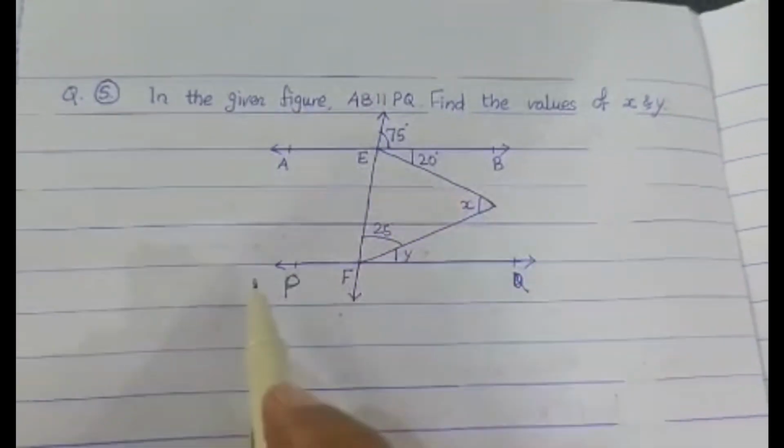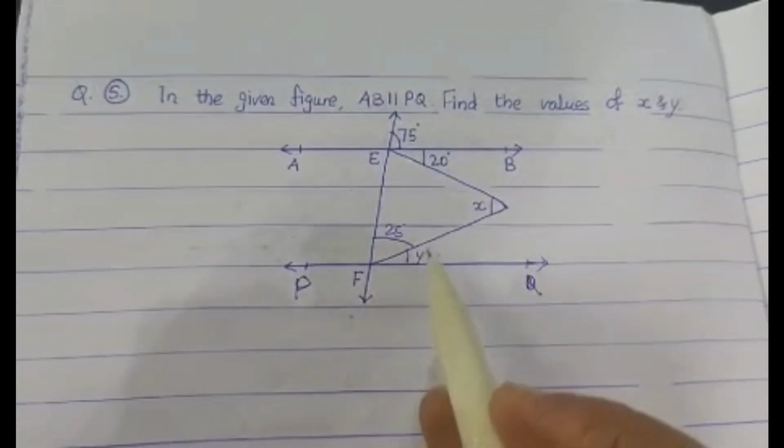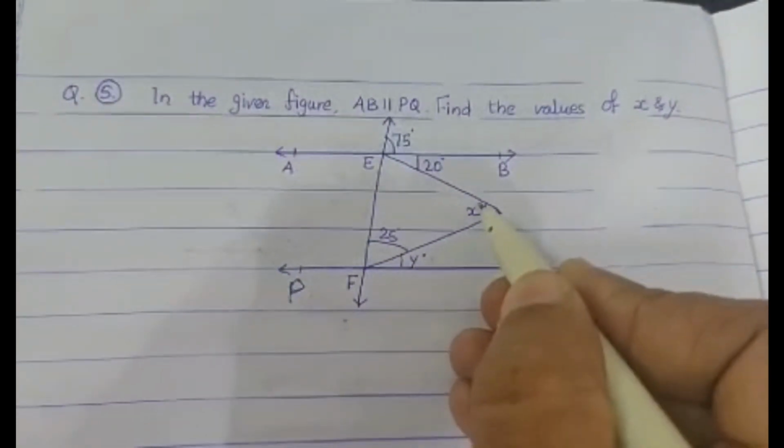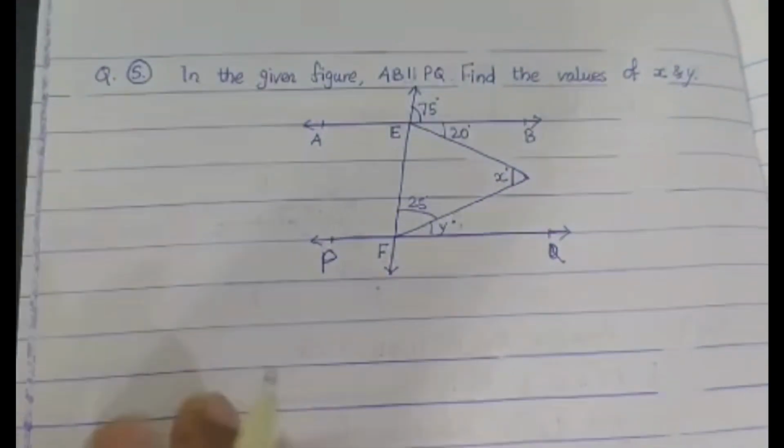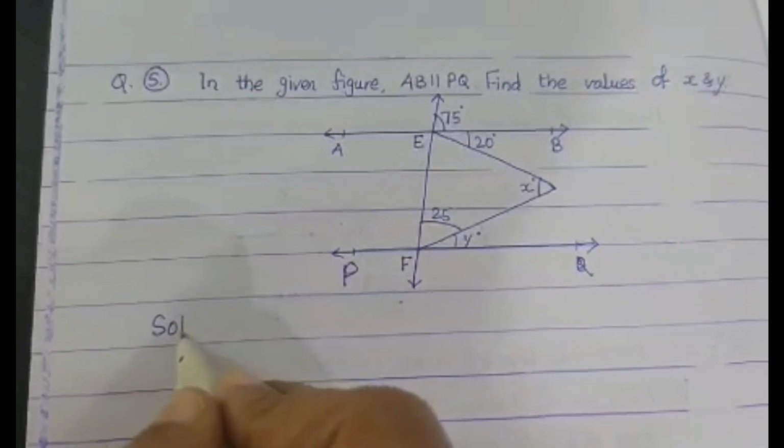Alright, AB is parallel to PQ. Find the values of x and y. It is x and it is y. Alright, we will solve it.